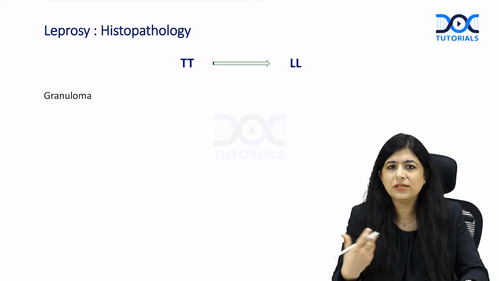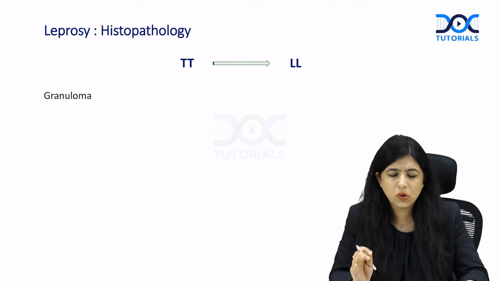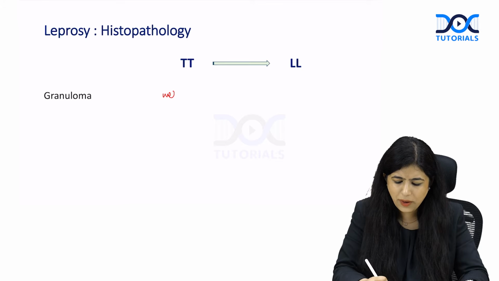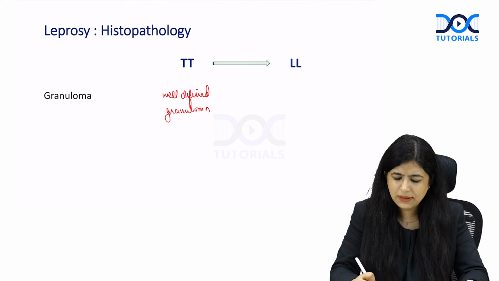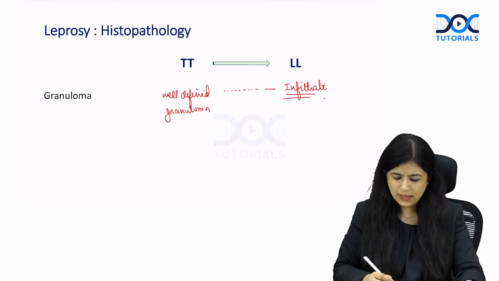In the histopathology, this is a chronic granulomatous disease. So granulomas are a marker of good immunity. You get well-defined granulomas in TT leprosy. The ability to form granulomas reduces, they become ill-defined. In the lepromatous pole, there are no granulomas, there is just a macrophage infiltrate. Okay, so this is the spectrum.